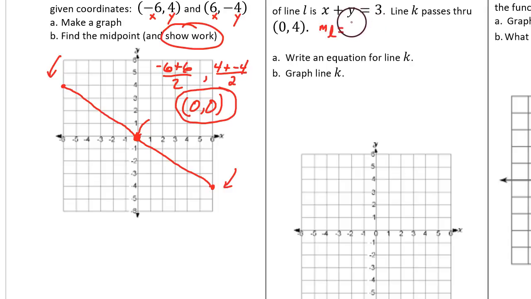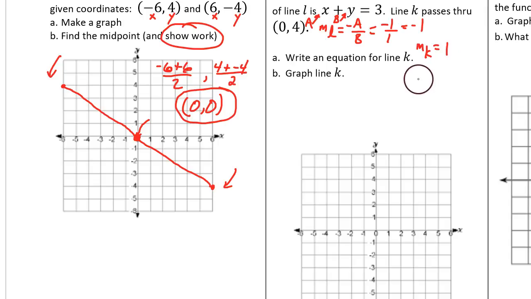To find the slope of line L, when L is in standard form, we can use the formula negative A over B, where the number in front of X is the A and the number in front of Y is the B. So this is going to be negative 1 over 1, which is negative 1. So the slope of line L is negative 1. Now let's find the slope of line K, so M of K. It's the opposite reciprocal of line L. The opposite reciprocal of negative 1 is a positive 1.